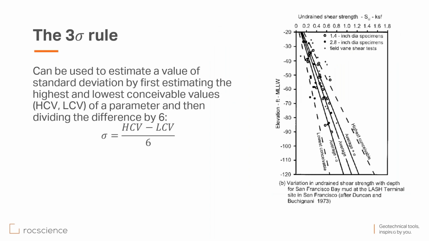There is another use for the three sigma rule. If you have data and you know the highest conceivable and lowest conceivable data, then you can use this equation, HCV minus LCV divided by 6, to find your estimated standard deviation, which is another use for the three sigma rule.